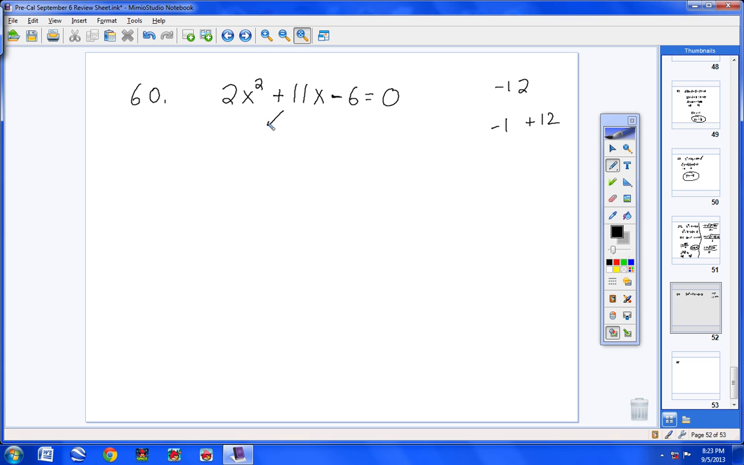So where this positive 11x is, I'm going to write these two terms right here. So negative 1x and positive 12x. And then bring down your negative 6, and then bring down your 2x squared. And now we simply have a 4-term polynomial right here. 4-term polynomial to factor. So we factor by grouping. Let's pull out what's common.